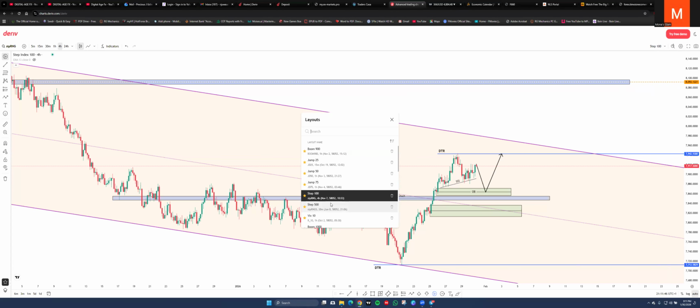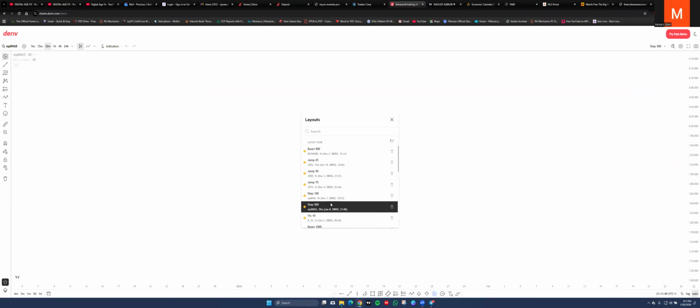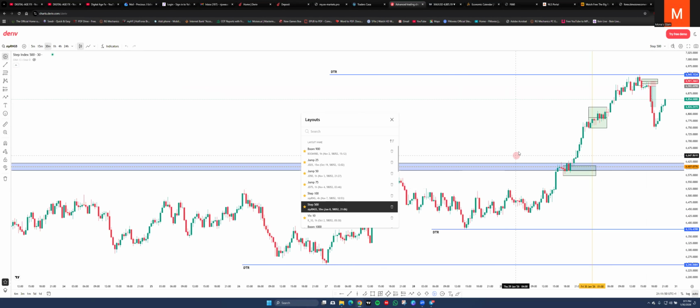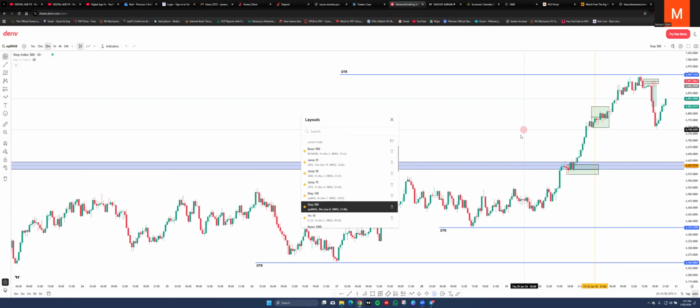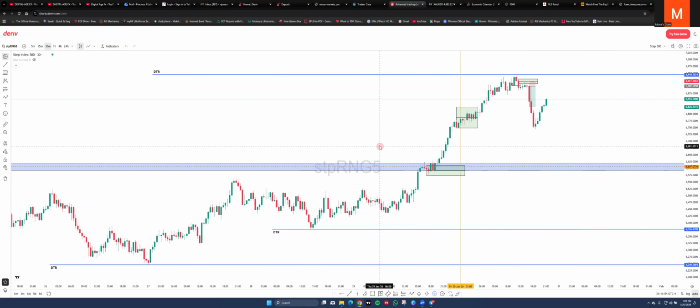Is there any other one? Yeah. Step 500. Step 500 is perfect. Okay, this trade. I think I did this trade. Yeah, I did this trade. This was one of the trades I did.